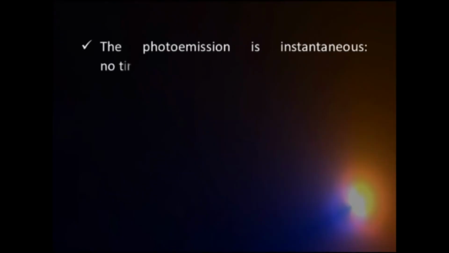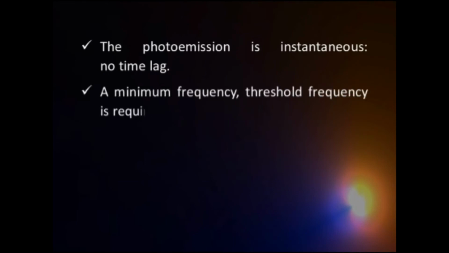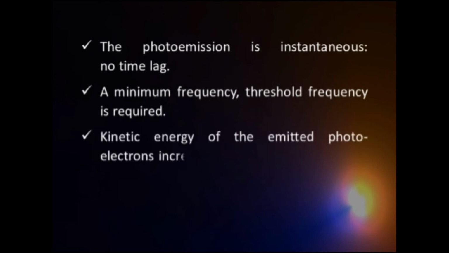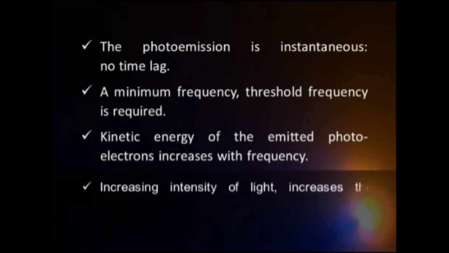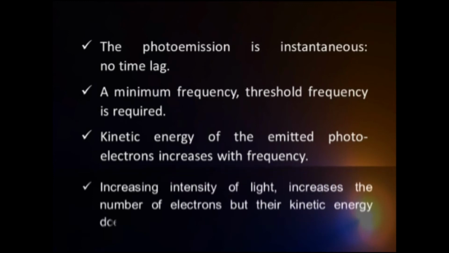So, let us see what are the four things we have seen there. The photo emission is instantaneous, that is, there is no time lag. A minimum frequency, called the threshold frequency, is required. Thirdly, the kinetic energy of the emitted photoelectrons increases with frequency, and lastly, increasing intensity increases the number of electrons, but their kinetic energy does not change. So, there are four significant observations vis-a-vis our experiment of the photoelectric effect. Let us see what classical mechanics tells us on these.